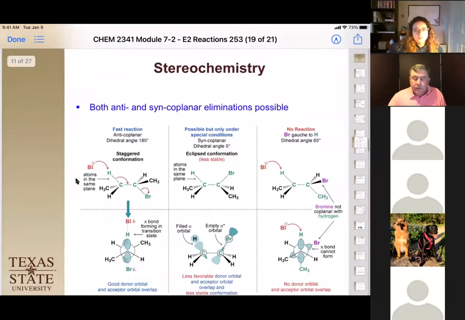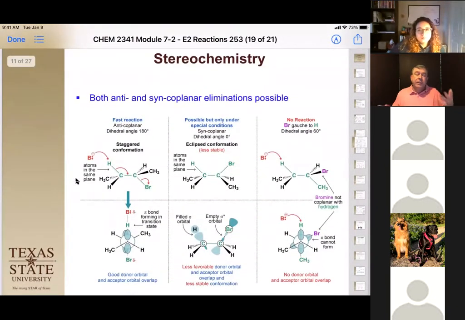Okay, so that leads to the stereochemistry. Remember, stereochemistry is all about fixed in space. When we have our double bond, we don't have free rotation. So now we have to look at our different conformations and figure out which conformation, number 1, can react, because we have to have a hydrogen anti. Number 2, what kind of isomer we're going to get. Are we going to get the cis or the trans isomer, or the E or the Z? We can do that best with a Newman projection.